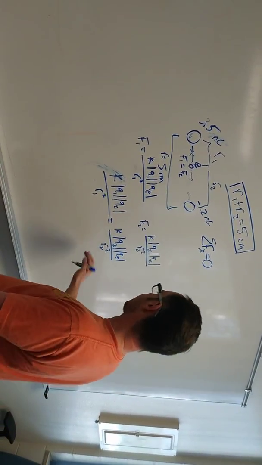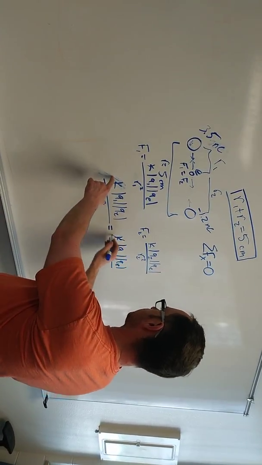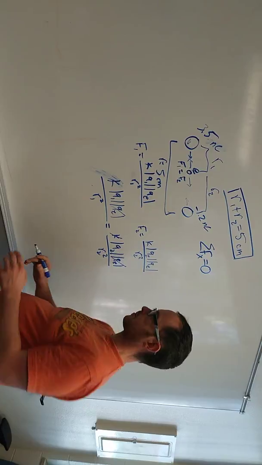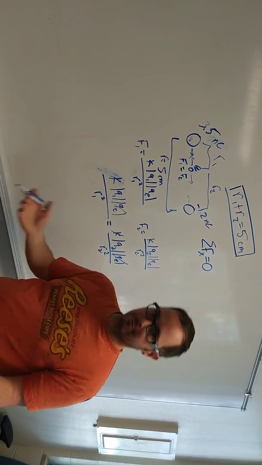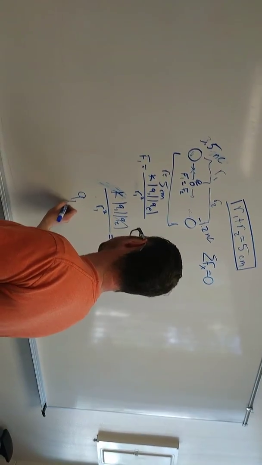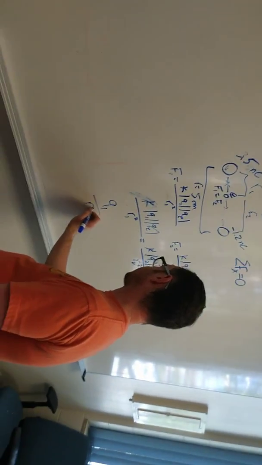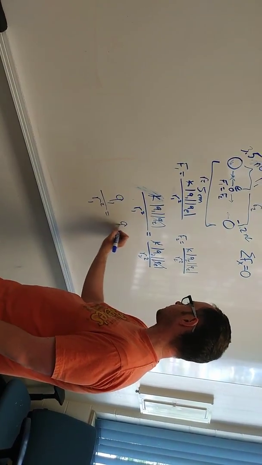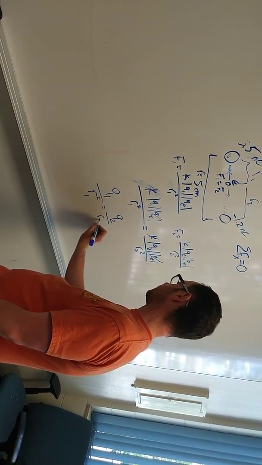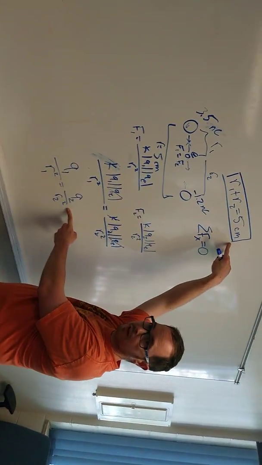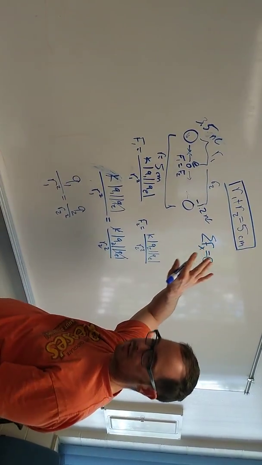Perfect. So now our K's cancel, and our electron charge cancels. Like I said, we don't care what they are. So we end up with this: Q sub 1 over R sub 1 squared equals Q sub 2 over R sub 2 squared. So you have these two equations. Then you get to solve for them simultaneously.